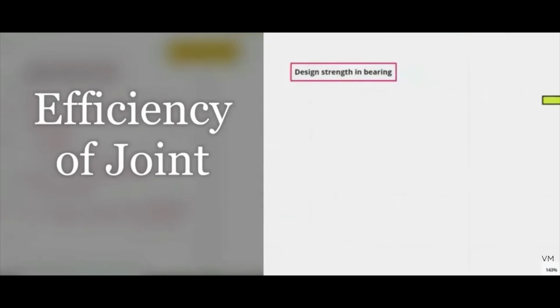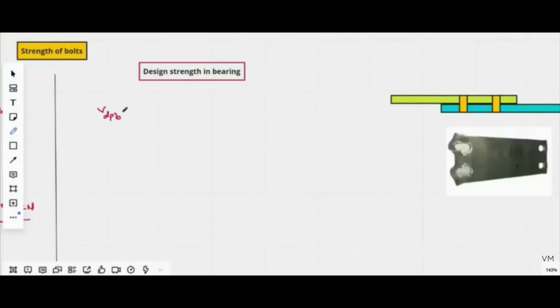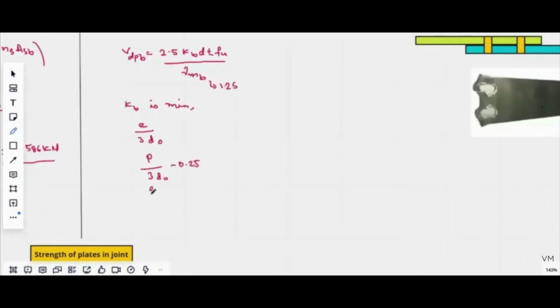Now let us find the design strength of the bolt in bearing. The formula is given in the code IS 800 2007. VD must be equal to 2.5 times KB d t Fu by gamma MB, where gamma MB is 1.25, which is already mentioned in IS 800 2007, table number 5, where the value of KB is the minimum of e by 3 d naught, p by 3 d naught minus 0.25, Fub by Fu, or 1.